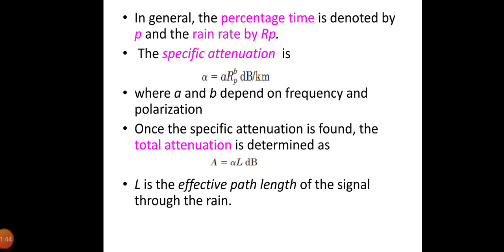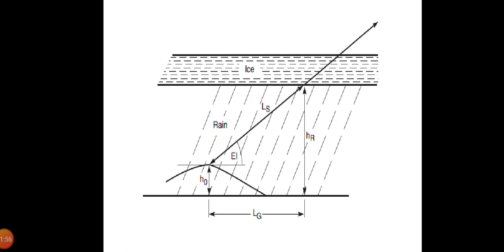Because the rain density is unlikely to be uniform over the actual path length, the effective path length must be used rather than the actual length. This diagram shows the geometry of this situation. The geometric or slant path length is shown as LS, and this depends on the antenna angle of elevation theta and the rain height HR, which is the height at which freezing occurs. This diagram shows the curves for HR for different climatic zones.